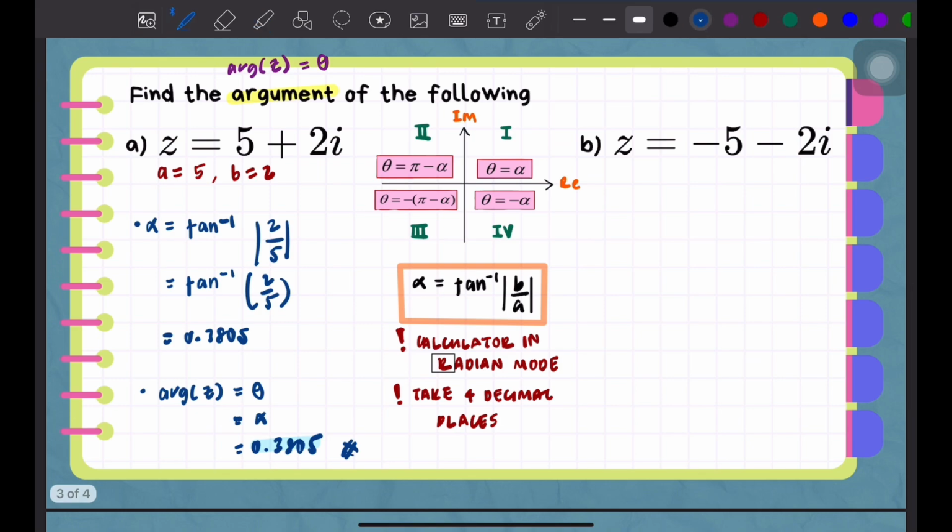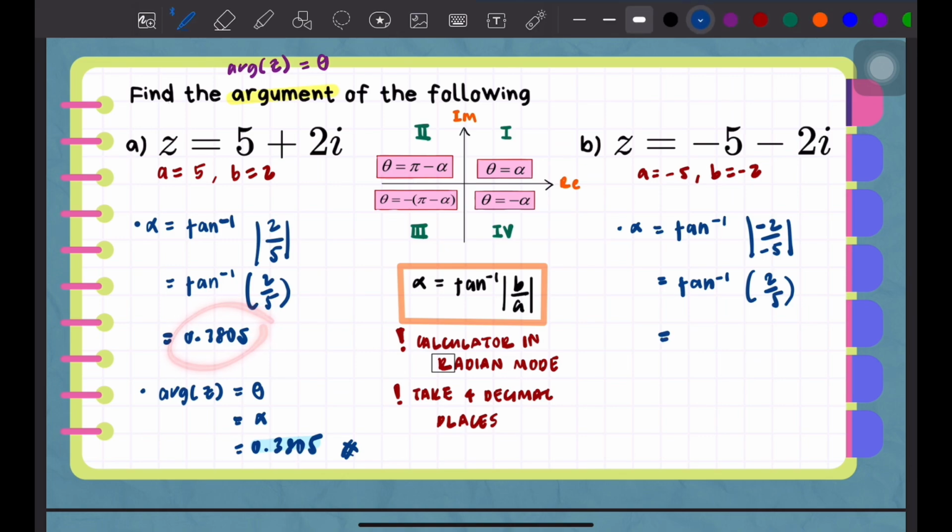Okay, so now let's try another example. For this case, we have a equal to -5 and our b is -2. So for our reference angle, we need to take the modulus of -2 and -5, which gives us shift tangent of 2 divided by 5, which gives us the same answer as the previous one, which is 0.3805.